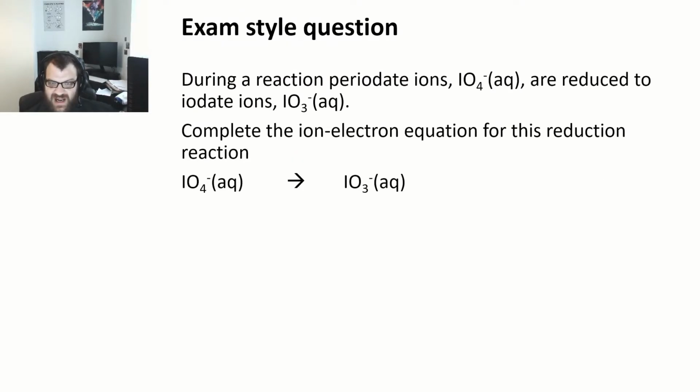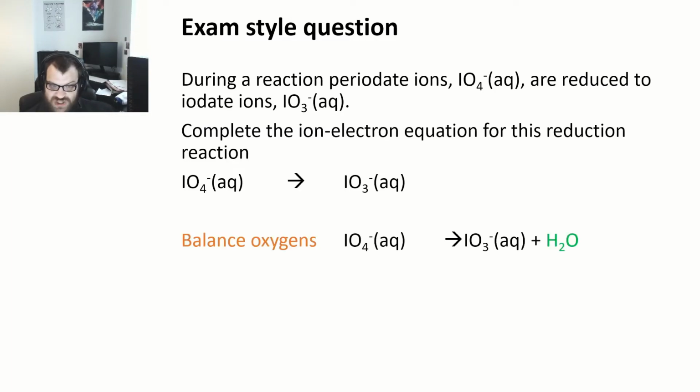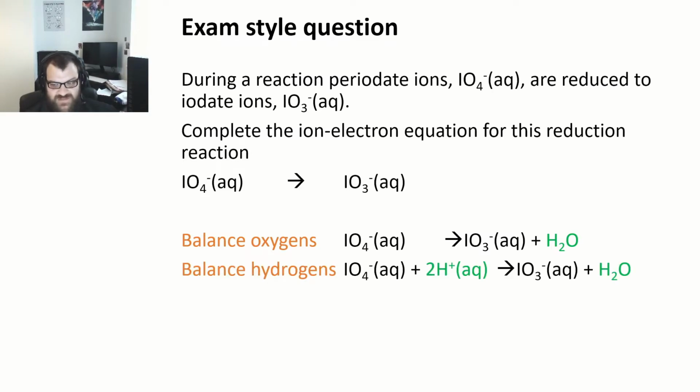For this question, we're asked about a reaction where periodate ions are reduced to iodate ions. First off, look and see if we have the correct number of iodines, which we do. We need to fix the oxygen situation by adding water to the other side. So we want 1 water on the right-hand side. That causes an issue with hydrogen, which we can fix by adding 2H+ on the left-hand side.